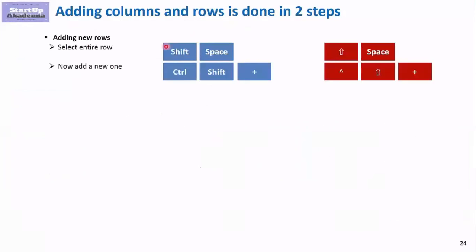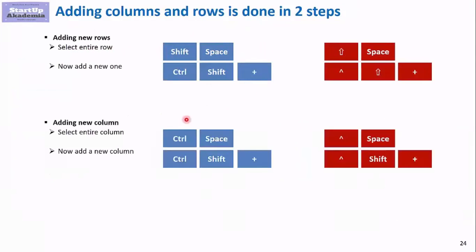Let's make a short recap on how you can add columns and remove them. So adding columns and rows is done in two steps. So the first one, I press shift and space to select the entire row, both in PC and Mac, and then control shift plus to add the new row. If I would like to do the same for the column, I first have to select, so control space, and then control shift plus to add it. So as you can see, for adding the row and adding the column, the second step is the same.